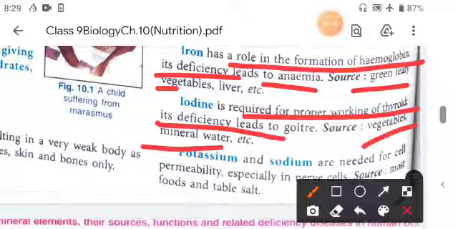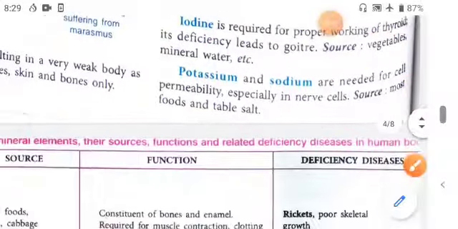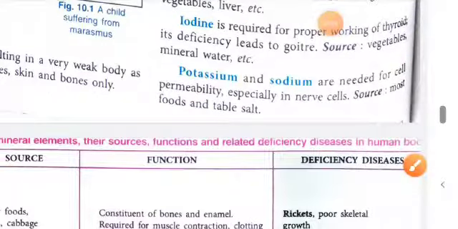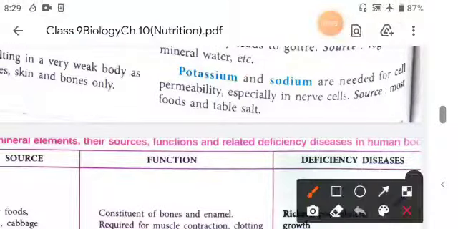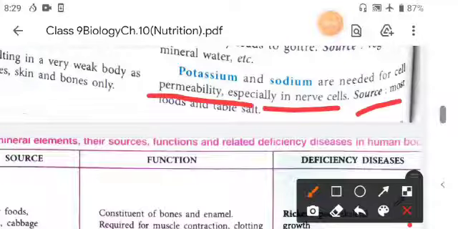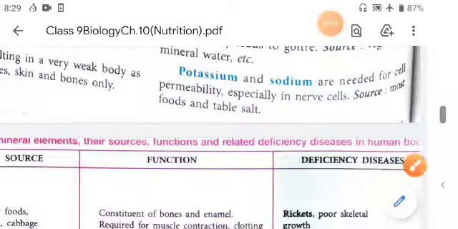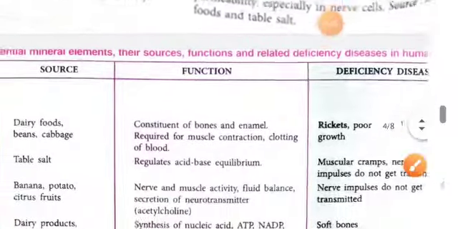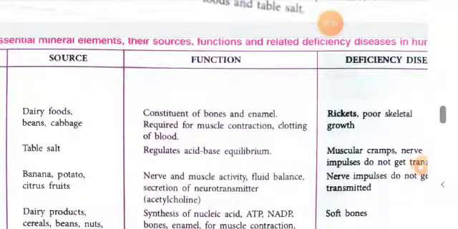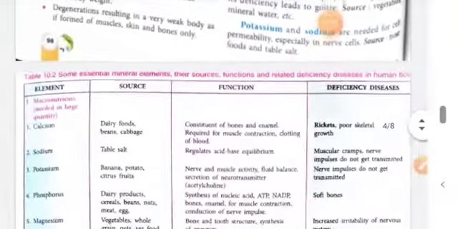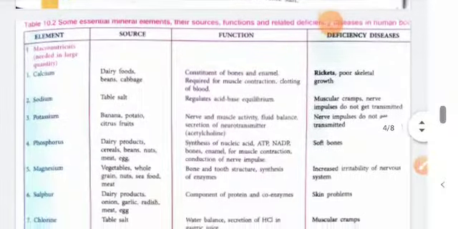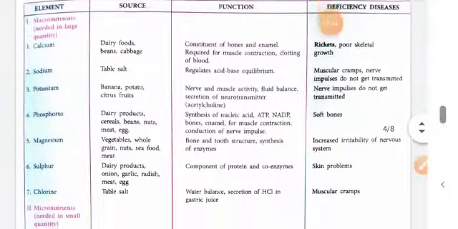Okay. Now, potassium and sodium are also needed for the body, and they are needed for cell permeability, especially in nerve cells. What is their source? Source: most foods and table salt. Now, here is a table which indicates the elements, their source, function and deficiency.